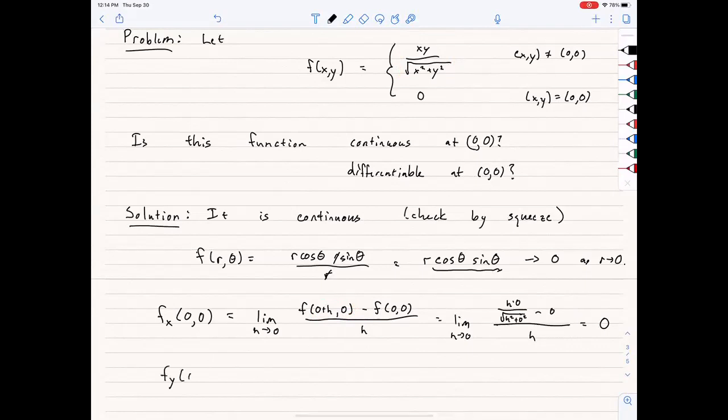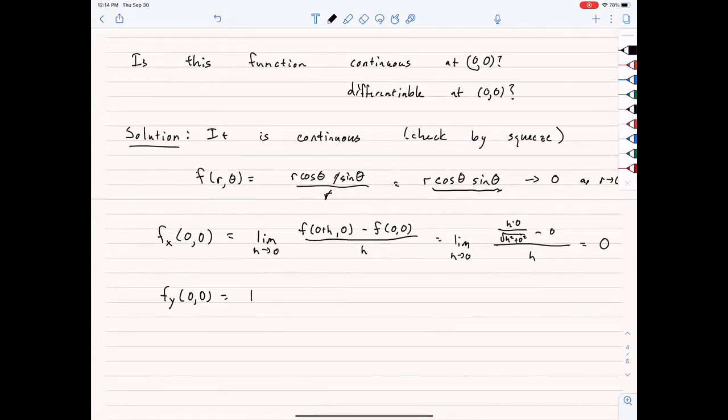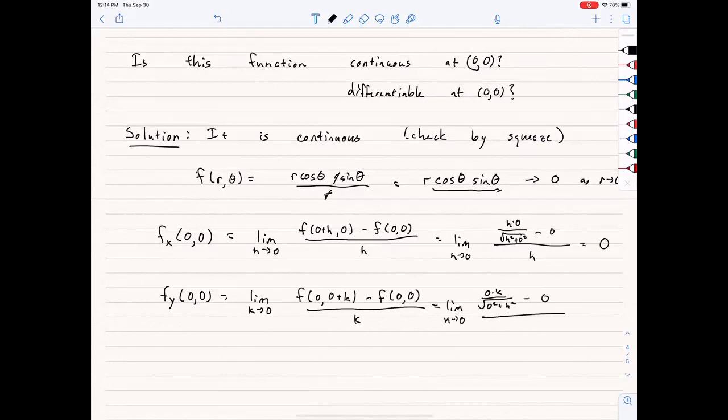Similarly, I can take the partial derivative with respect to y, and get a very similar argument. I'll use k here. And you get almost the exact same formula. K approaching 0. Here I'll get 0 times k over the square root of 0 squared plus k squared, minus 0, over k. But again, all of that is 0. The numerator is 0. Get identically 0 here.